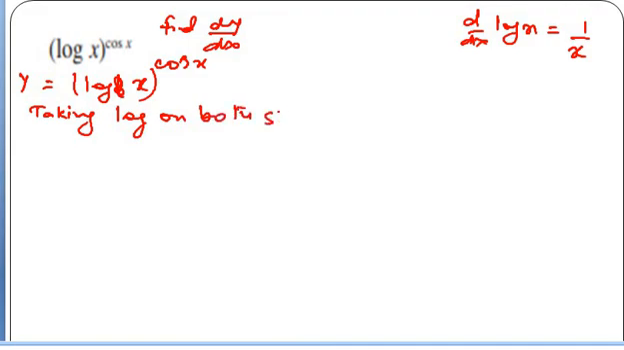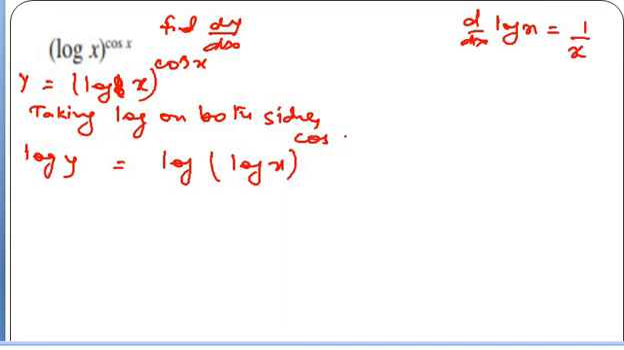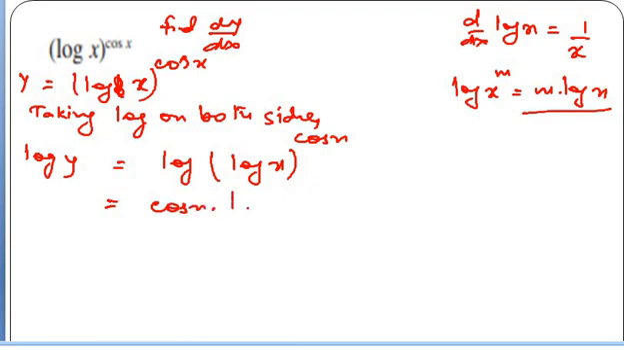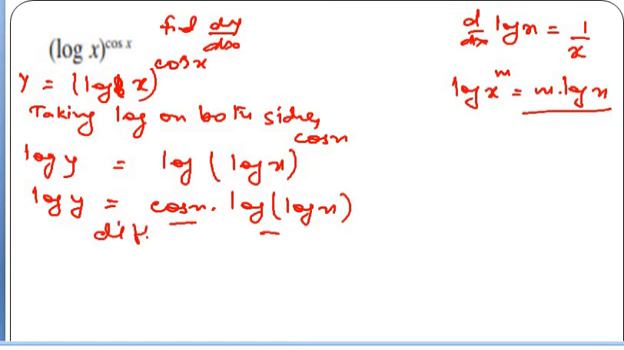When we take log on both sides, we can write here log y is equal to log of log x raised to power cos x. We know if log x raised to power m, we can write m into log x, right? Similarly, we can write here cos x into log of log x. So there is u into v, as well as a function of function. Now we need to differentiate with respect to x.